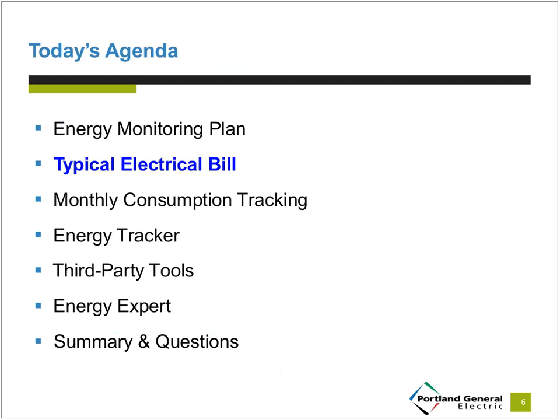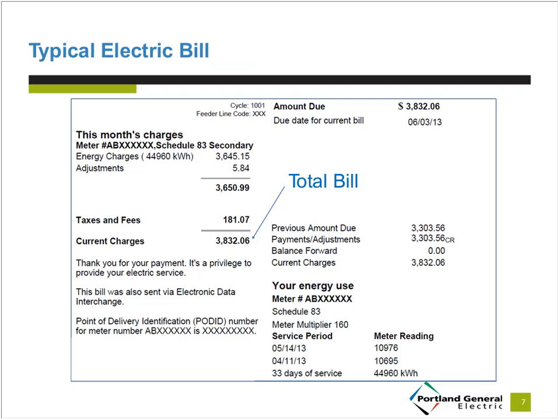So the first and easiest place to find energy information is from your electrical bill. So we'll just take a moment to go over a typical electrical bill from a commercial customer to see where to look on the bill to find that energy information. And so what we're looking at is a bill from a typical customer. As you can see, the current charge, the total bill, is $3,832.06.